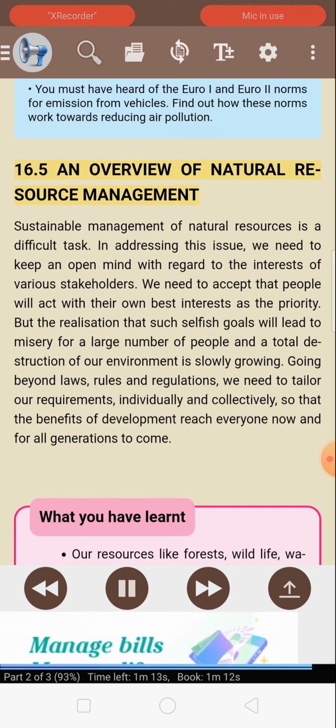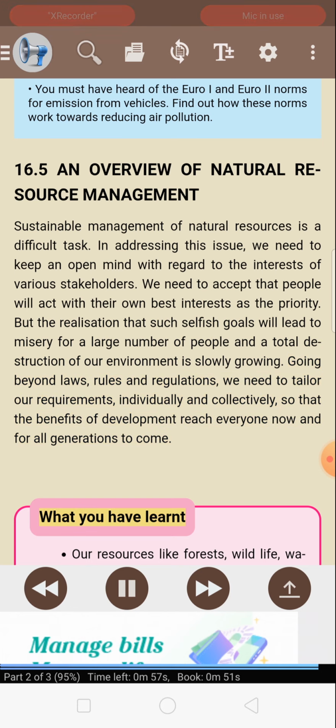16.5. An overview of natural resource management. Sustainable management of natural resources is a difficult task. In addressing this issue, we need to keep an open mind with regard to the interests of various stakeholders. We need to accept that people will act with their own best interests as the priority. But the realization that such selfish goals will lead to misery for a large number of people and a total destruction of our environment is slowly growing. Going beyond laws, rules, and regulations, we need to tailor our requirements, individually and collectively, so that the benefits of development reach everyone now and for all generations to come.